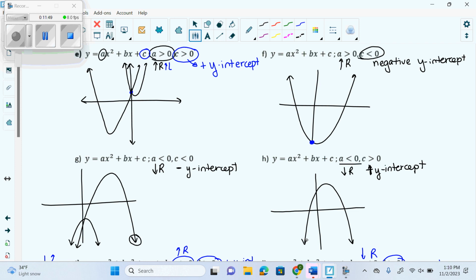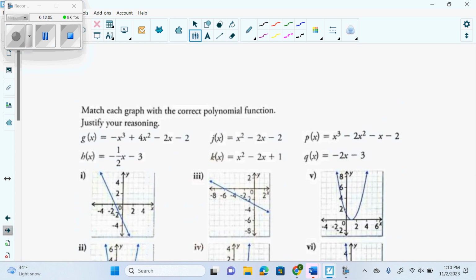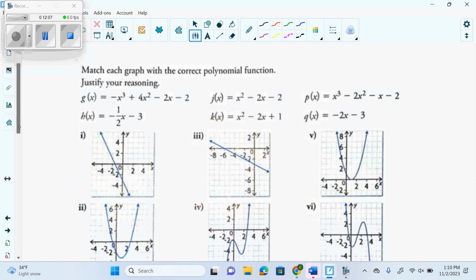Then we're going to go to the next page. So, there's two matching each graph situations here. I don't need you to justify your reasoning. I just need you to match the graph with the equation without typing them into your calculator. So there's going to be no typing them in.